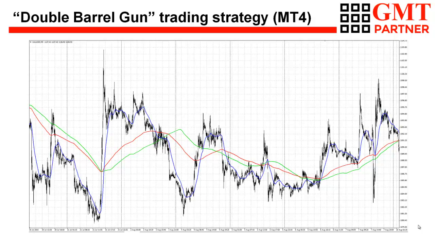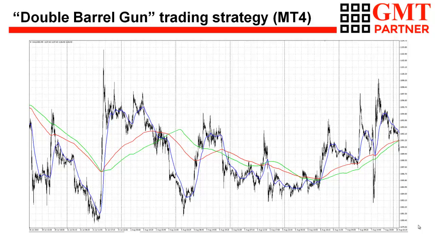Here is the strategy on the screen. A pair of long-term moving averages with the parameter of 200 intervals, red and green, and one short-term moving average with the parameter of 20 intervals, blue. The intersections of a pair of long-term moving averages and one short-term moving average, as well as their convergence and divergence, generate the trading signals of the double-barrel gun trading strategy.